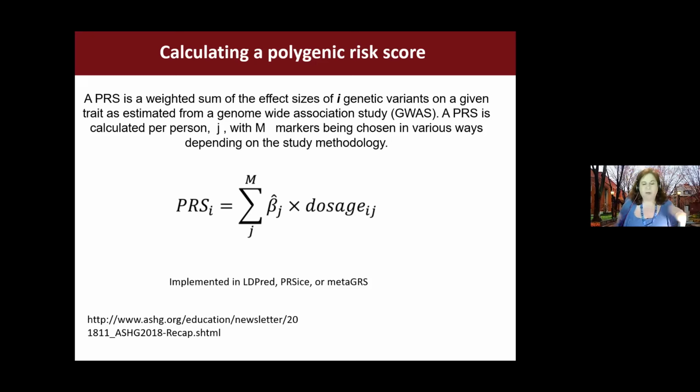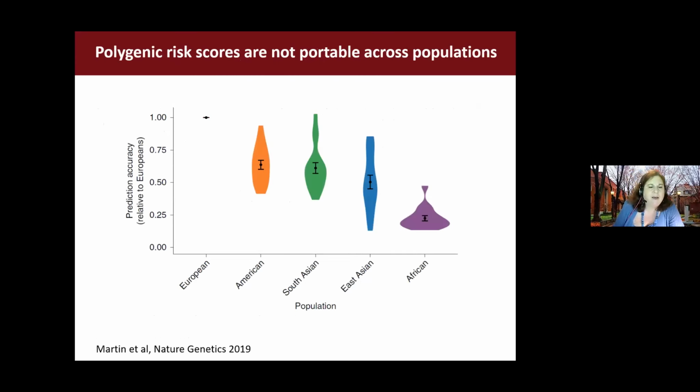They're using it to predict who's at risk, maybe even to do preventative measures or to determine therapeutics and things like that. But in this nice study that Alicia Martin and colleagues had published a few years ago, they showed that when you calculate a polygenic risk score in Europeans, it does really well at predicting the phenotype in Europeans, but it doesn't do so well when you're looking at other ethnic groups, and it does particularly poorly in people of African ancestry.